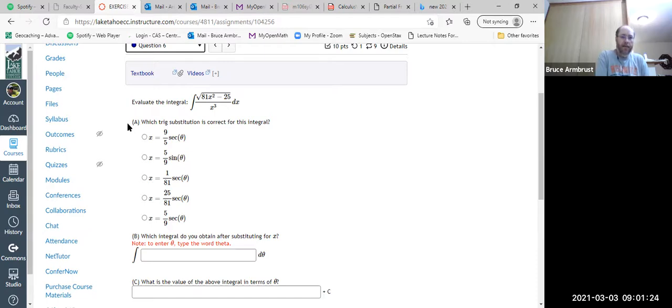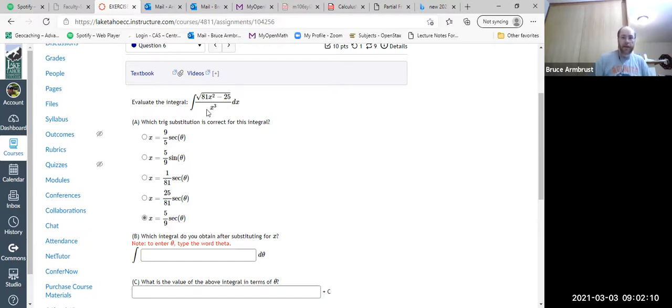And then which one do we want? Well, this is a u squared minus a squared. So the u is 9x. So we're going to let 9x equal 5 secant of theta. So if we solve that for x, it would be x equals 5/9 secant. So then what does that thing look like once we do that substitution? Well, let's go get that set up. I'm just writing down real quick what this thing looks like.